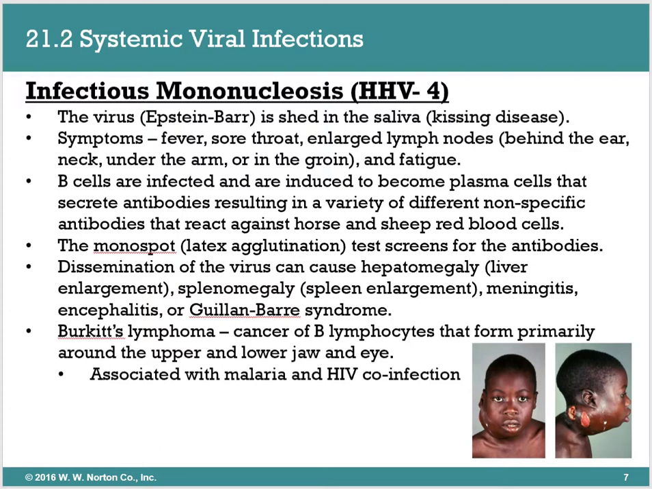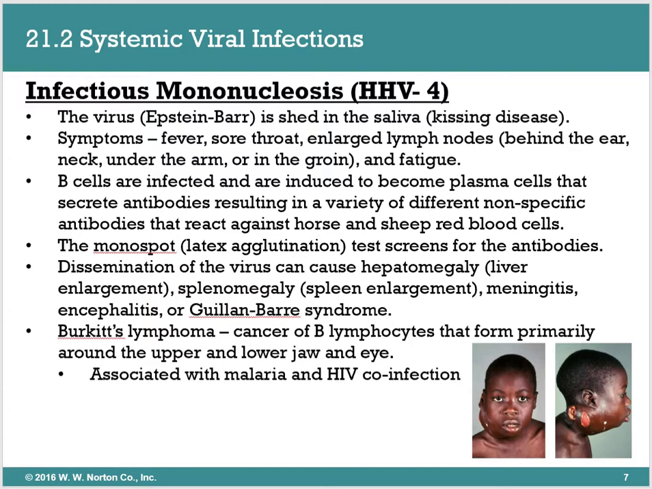In order to test for this, you can do a monospot screen test for these antibodies to see if they are specific or non-specific. If the virus does disseminate, it can cause liver enlargement as well as spleen enlargement. It can even result in meningitis or encephalitis. Meningitis is inflammation of your meninges, and encephalitis is inflammation of your brain. None of those are good.